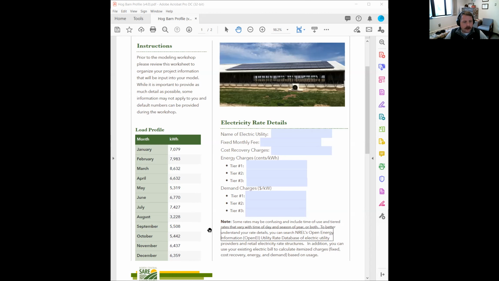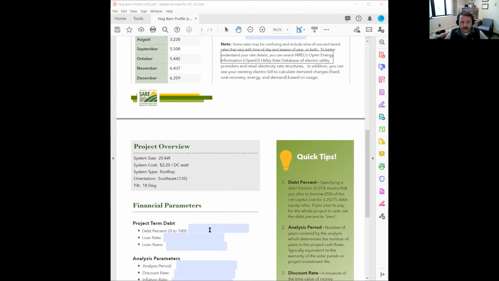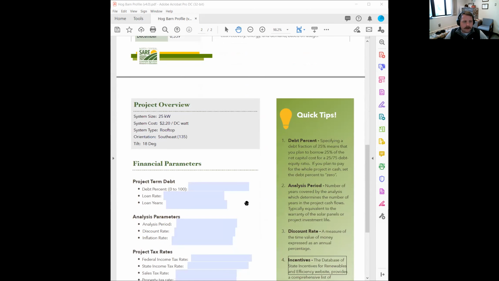Knowing what rate schedule you're on is going to be important. We're going to download some rates and look at them. The system we're going to start with is 25 kW in standard test conditions capacity. It's going to cost $2.20 per DC watt. That fits within the range of $1.70 to $2.70 from the larger commercial to residential cost that we talked about on the day we discussed cost.